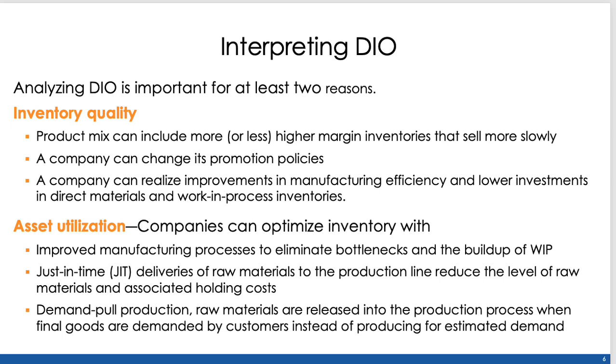Now, when we talk about asset utilization, what we're talking about really is, can a company optimize its level of inventory with things like improved manufacturing processes that avoid or eliminate the buildup of work in process and more quickly get it to be inventory available for sale? Or can it move towards just-in-time deliveries of raw materials to reduce the overall level of raw materials and those associated holding costs, right?